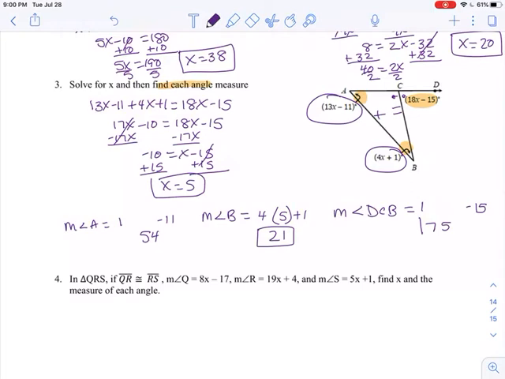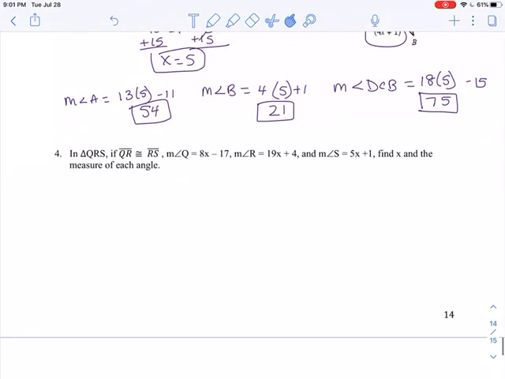So let's fix that. So angle A is 13 times 5 minus 11, and that's 54. Angle B I had right. I did 4 times 5 plus 1. And angle DCB is 18 times 5 minus 15, and that gives me the 75. All right. And then I have one more that I have to draw the picture for.